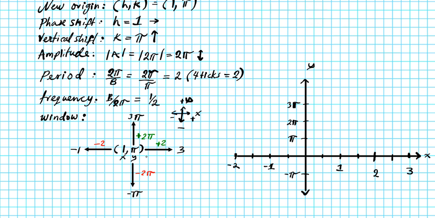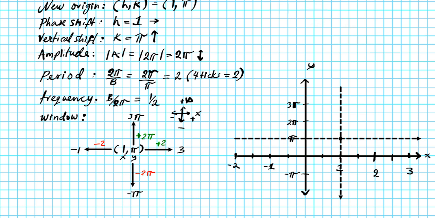Now let's graph the new origin, 1 and pi. So we have 1 and pi as the center. Now let's graph our new x-axis through our new origin. That's a new x-axis right there. Let's graph our new y-axis. This is our new y-axis. We're going to act as though the old axes are no longer relevant. All we care about now is just our new axes.